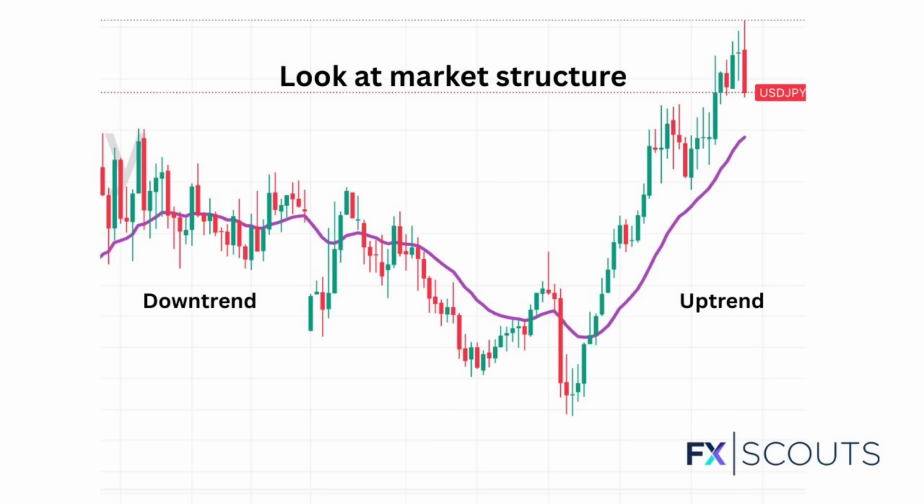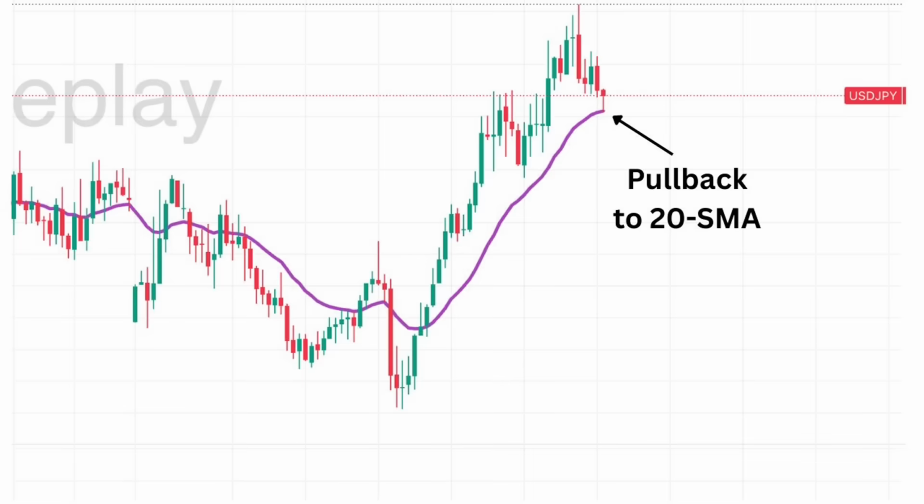Okay, so here's the general strategy. Number one, you're going to look at your market structure. You can identify whether you've got an uptrend, a downtrend, or if it's consolidating. We generally trade with an uptrend or a downtrend. If we get consolidation or sideways movement, we're not going to enter a trade. Number two, we're going to wait for a pullback to the SMA, or the simple moving average.